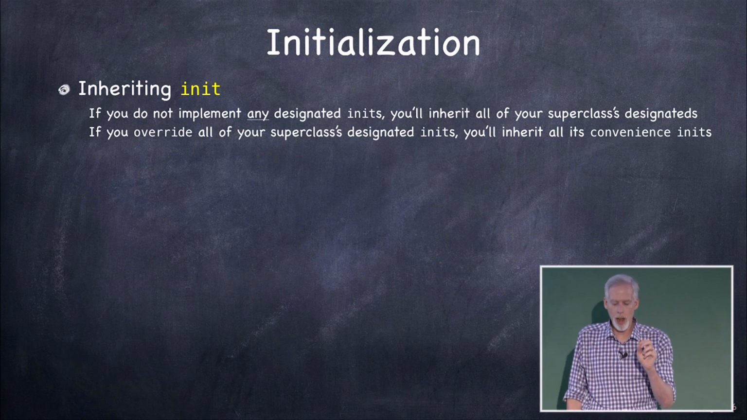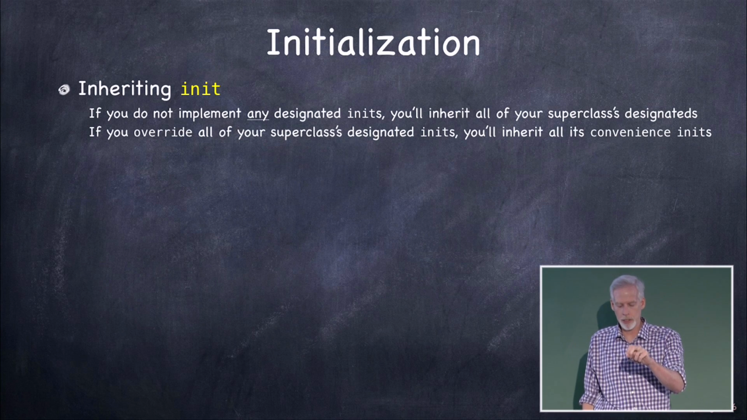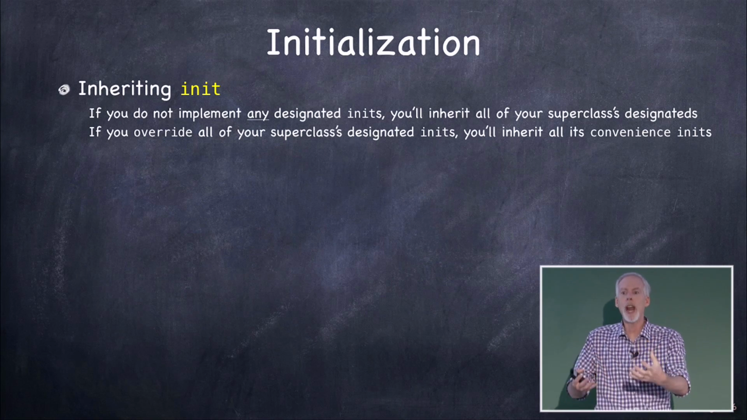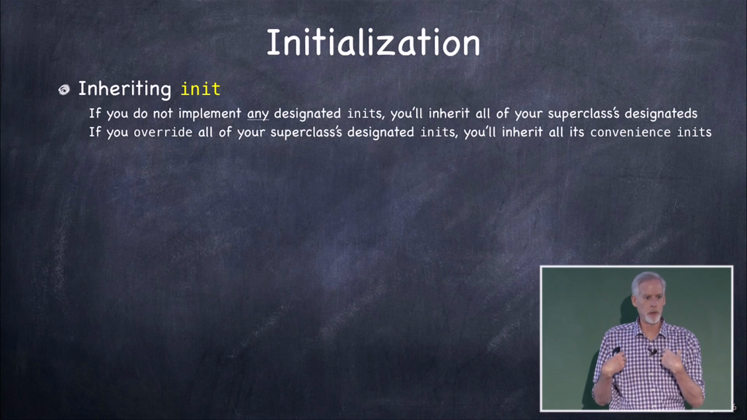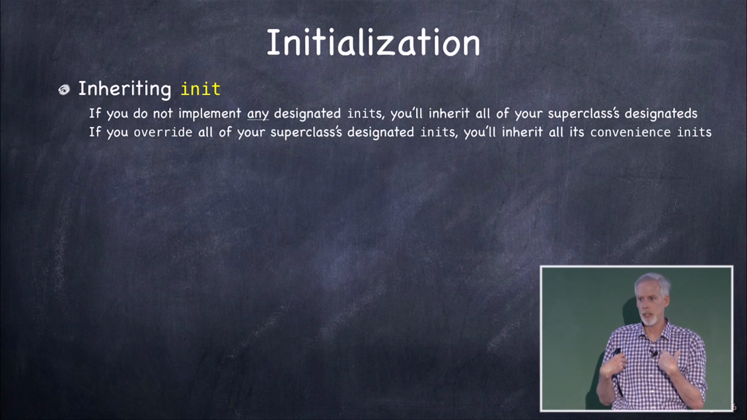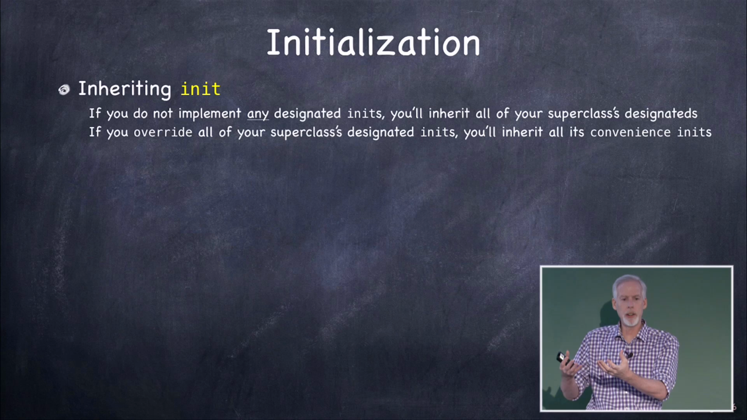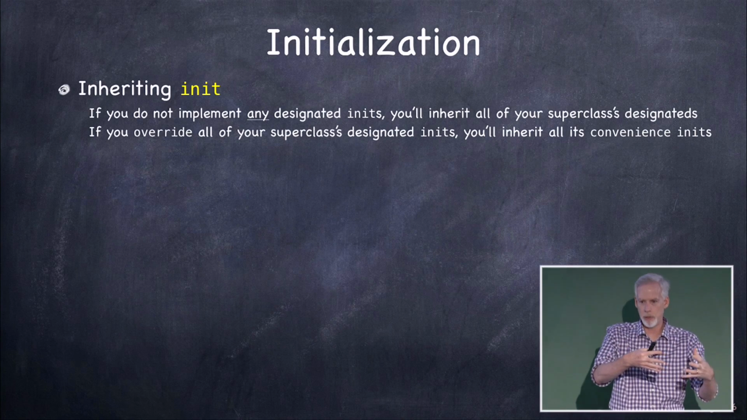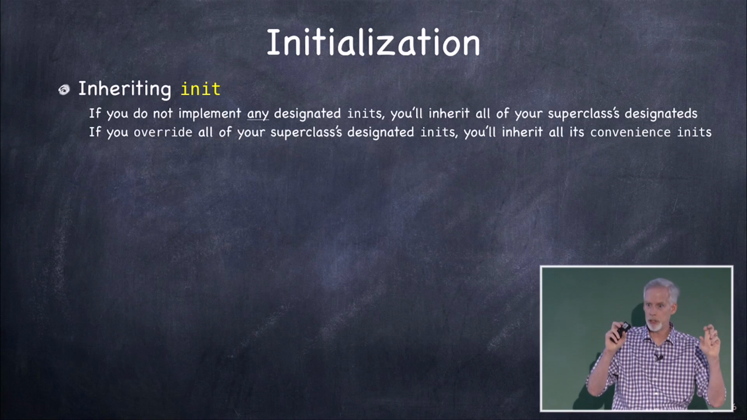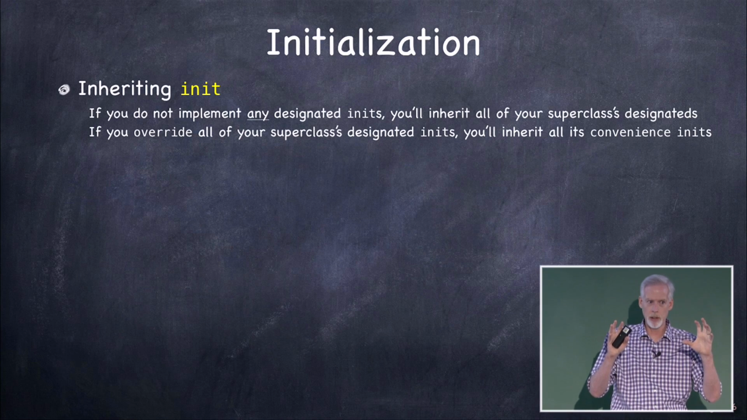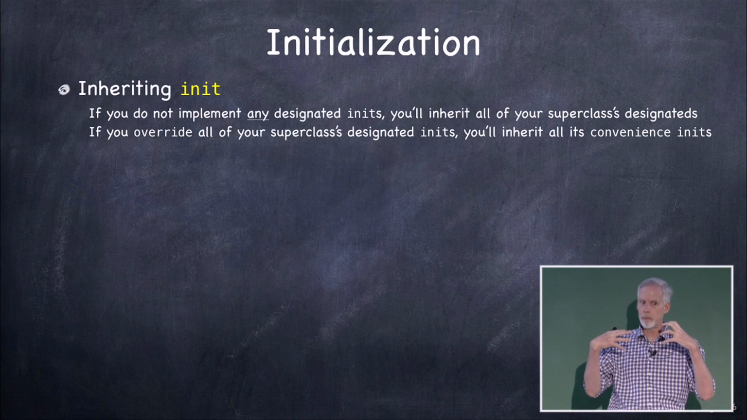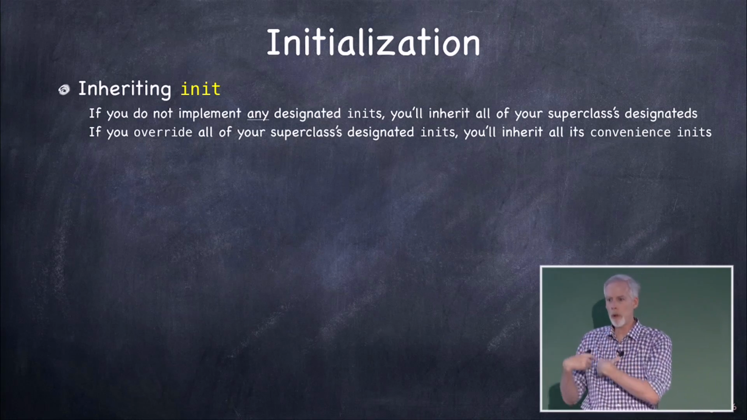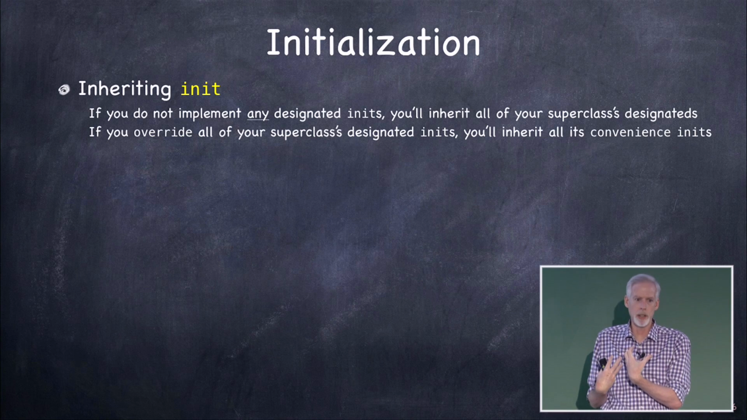If you override all of your superclass's designated inits or don't implement any of them, then you will inherit all of the convenience initializers from your superclass. In other words, the convenience initializers in your superclass are all dependent on the designated initializers in your superclass being sensible and making sense together. So you either have to get them all by overriding them all or by overriding none of them, for the convenience ones you inherit to for sure make sense.